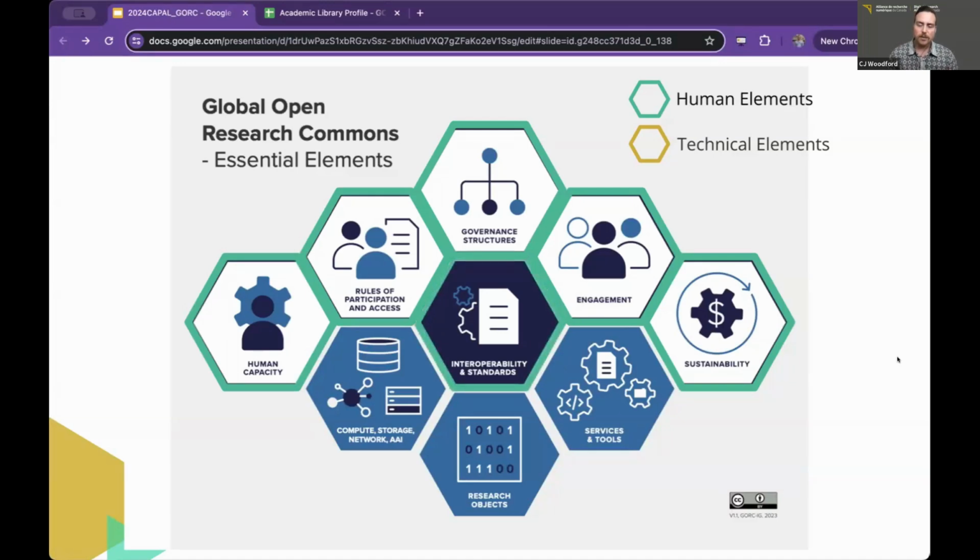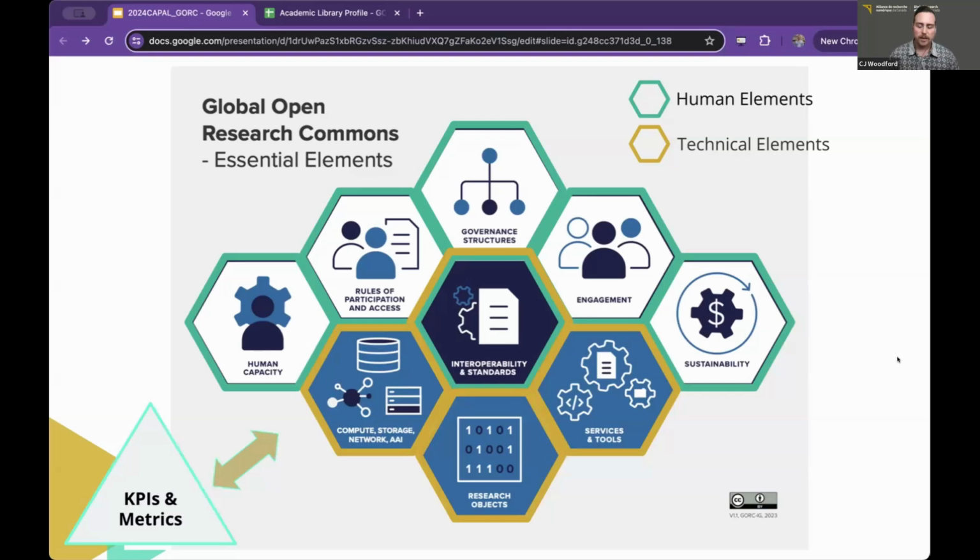The centerpiece here that connects our human elements to technical elements is interoperability and standards. Those are baked into all the other essential elements. And not surprisingly, they're also part of the technical elements, such as your compute, storage, network, and authorization and authentication infrastructure, which you might be partnering with an IT unit to provide, or an external service provider. The services and tools you offer, as well as those available through you, and the research objects that are part of your holdings. The model also currently provides a set of key performance indicators and metrics for success measurement.